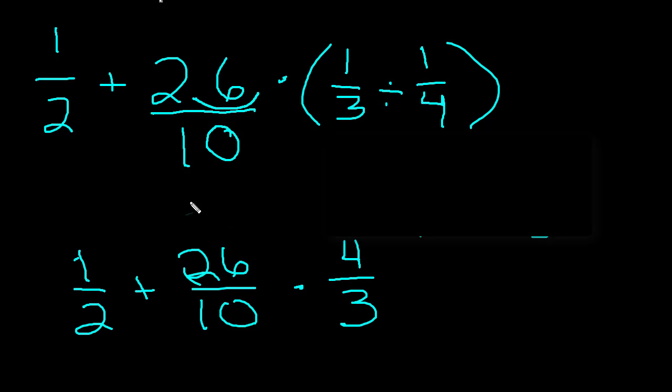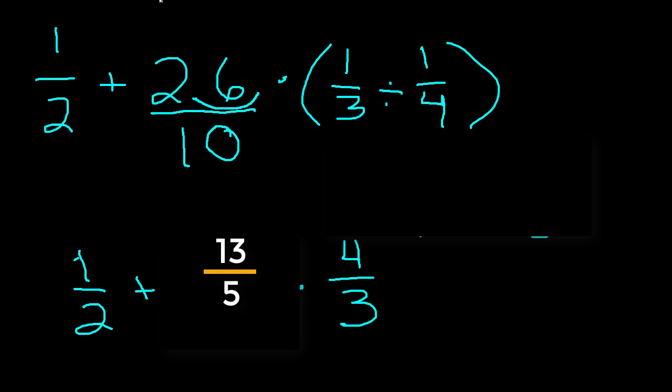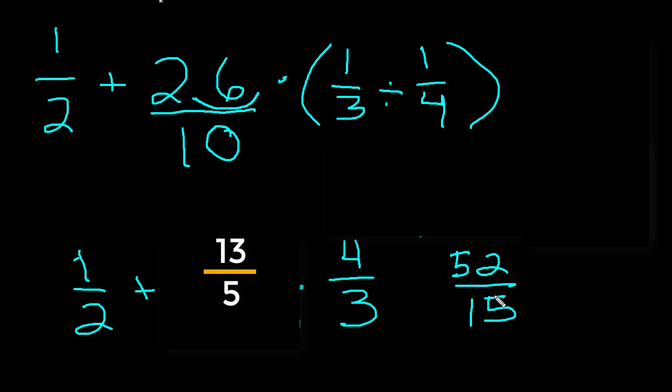And of course I can simplify this, 26 over 10, they're both even numbers, so I could divide them by 2 and get 13 over 5 to make my life a little easier along the way. So now I'm just going to keep working my steps. So I'm going to do multiplication or division left to right. Here's a multiplication problem, 13 over 5 times 4 over 3. So I get 52 over 5 times 3 is 15.